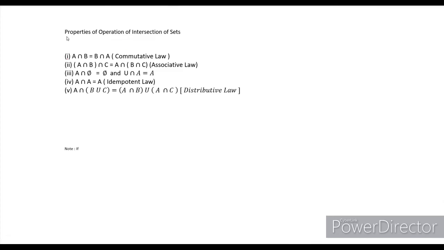Now let us check the properties of intersection of sets. A intersection B is the same as B intersection A. So the commutative law holds good. Now the associative law. A intersection B, then taking intersection with C, will be the same as taking B intersection C and then taking intersection with A. So the associative law also holds good.